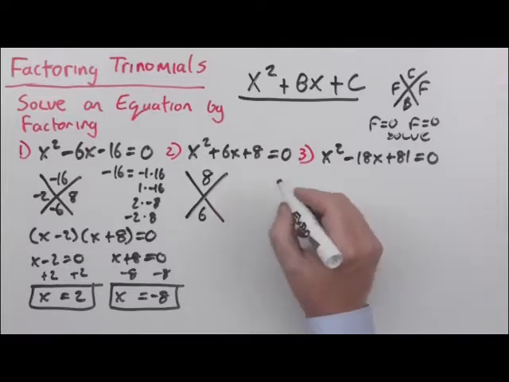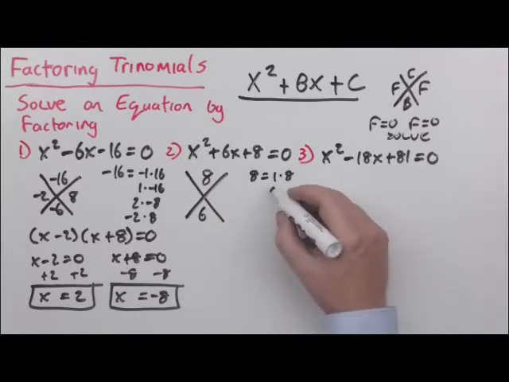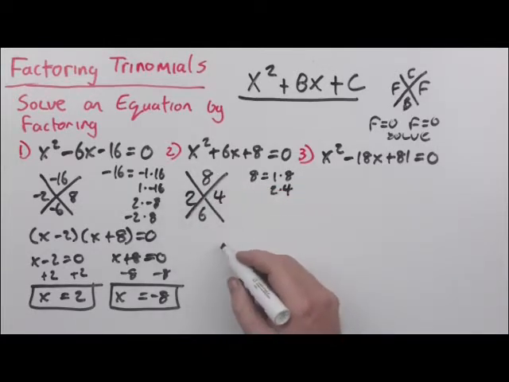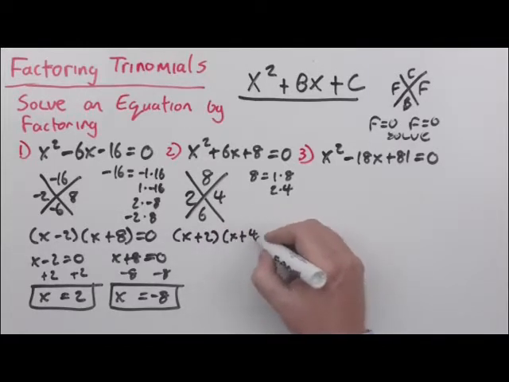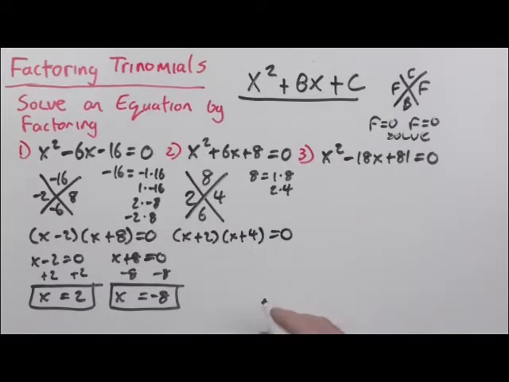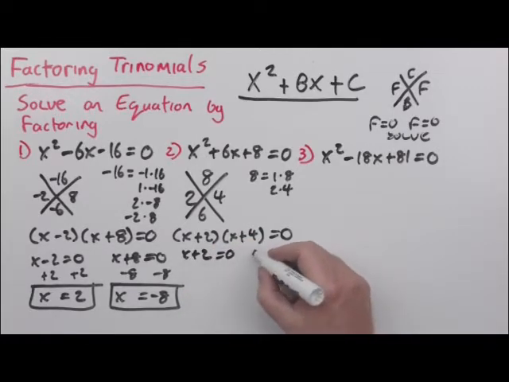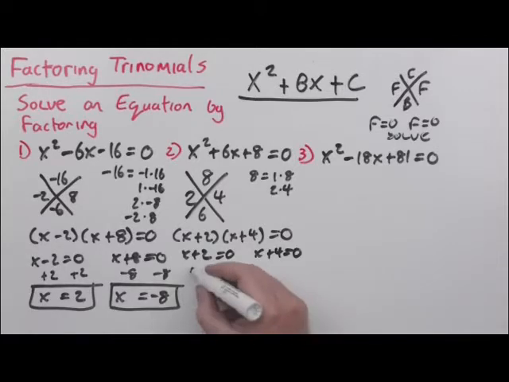That would be 8 and 6. So what multiplies to 8? 1 times 8 and 2 times 4. It has to add to 6, so that would be 2 times 4. So the factors are x plus 2 and x plus 4. I can make that equal to 0. So x plus 2 equals 0 and x plus 4 equals 0. And I can solve for x.